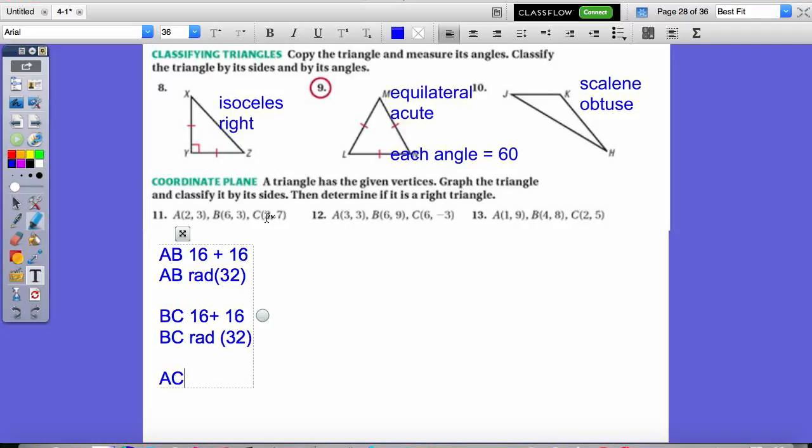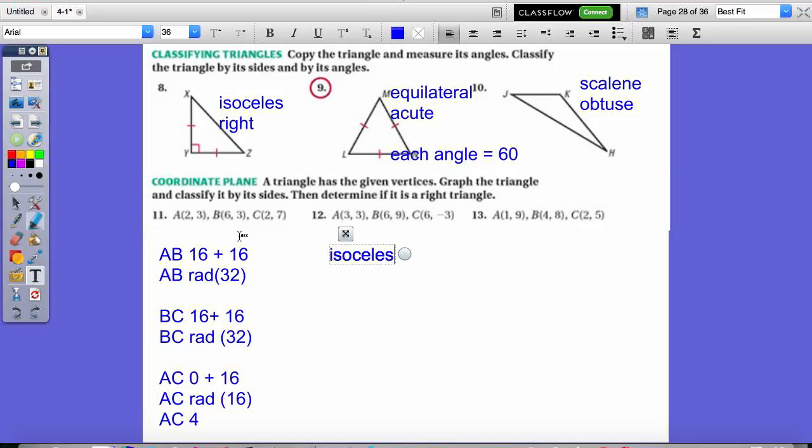2 minus 2 is 0. 0 squared is 0. Plus 3 minus 7 is negative 4. Quantity squared is 16. So AC is radical 16, which is 4. That means that right now, this is certainly isosceles. Now you have to figure out if it's right or not.